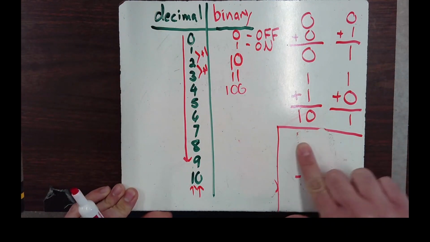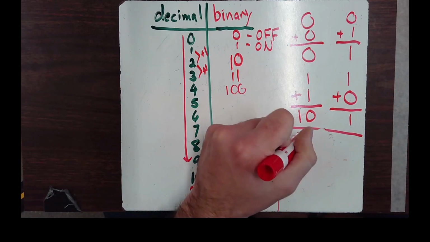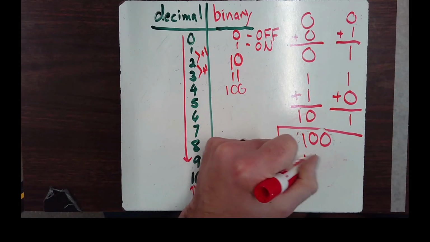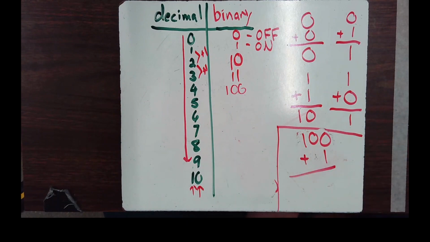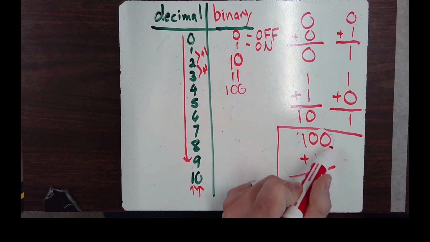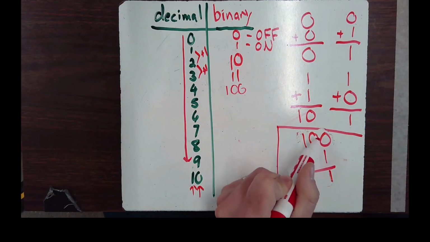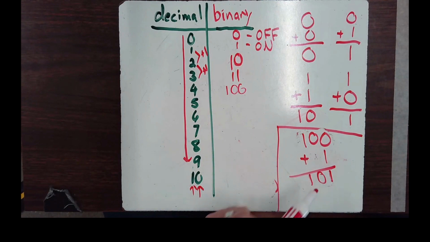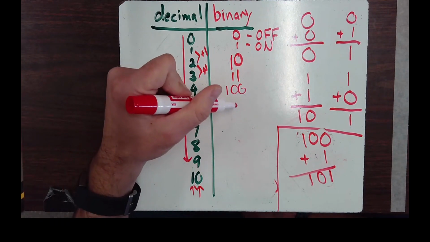All right, now let's move on to the number 5. So 1, 0, 0 plus 1, because 1, 0, 0 is 4. Well, this one's pretty easy. I just go 0 plus 1, that's 1. The 0 drops down, the 1 drops down. So the number 5 in binary is 1, 0, 1.